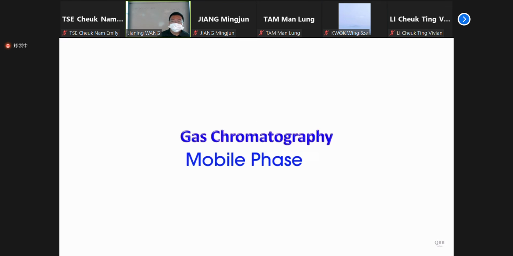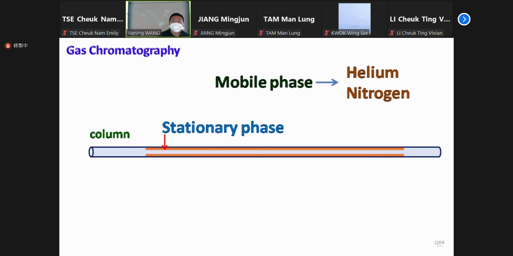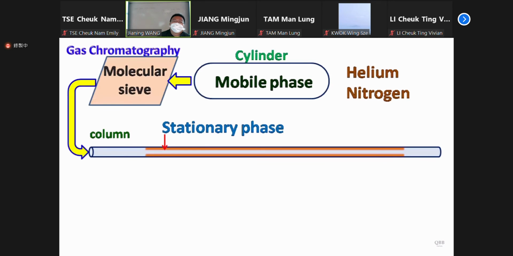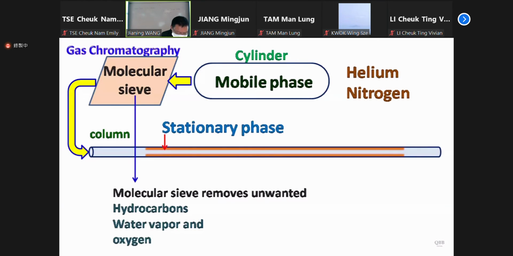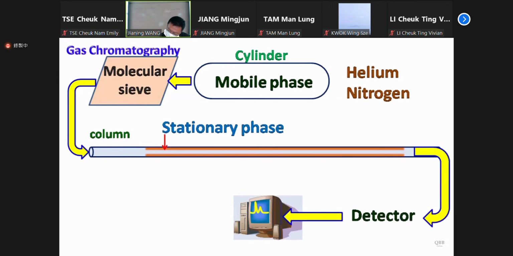The mobile phase used is usually an inert gas like helium or an unreactive gas such as nitrogen. The mobile phase gas is kept in a cylinder which is connected with the column via a molecular sieve. The molecular sieve separates the unwanted hydrocarbons, oxygen, and water vapor that may interfere with the test sample during analysis. At the end of the column, there is a detector which detects the sample.